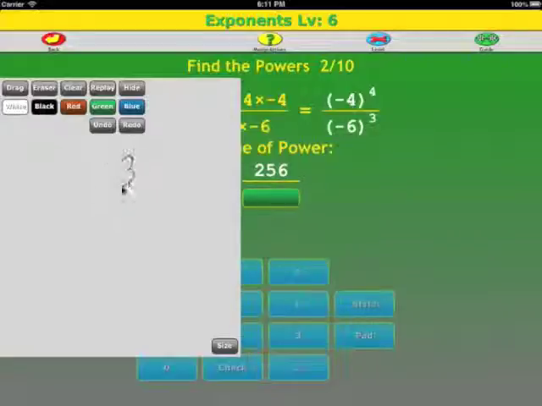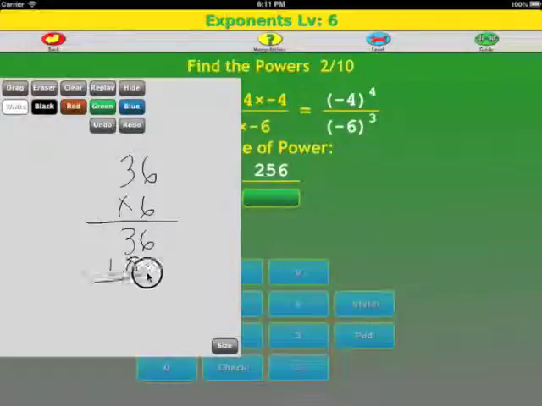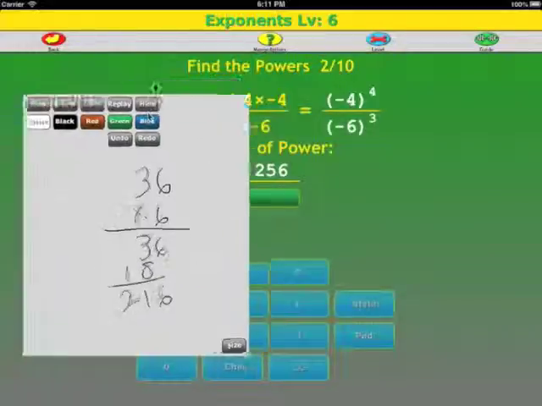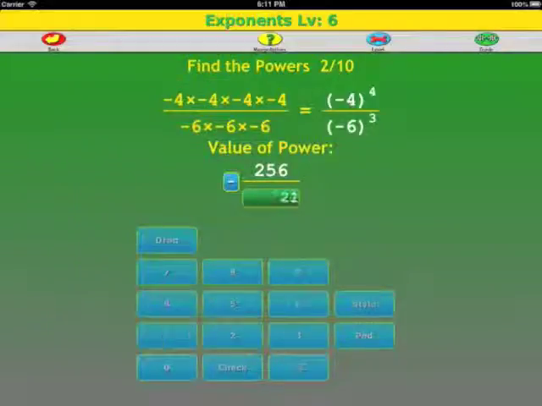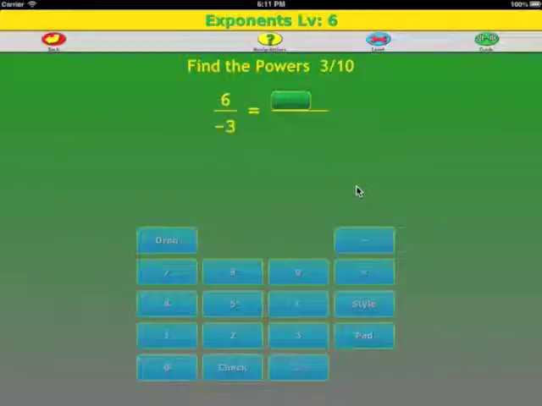6 times 6 is 36, times 6. We have 6 times 6, that's 36. We have 6 times 3, that's 18. If we add the numbers up, we get 216. 216, check. And the answer is correct.